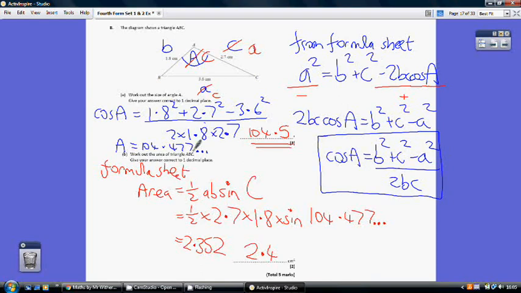So just substituting into the formula half AB sin C, I'm going to have half times A, which is 2.7, times B, which is still 1.8, times sin 104.477 dot dot dot. So use the more accurate working up here, don't use your rounded one. Popping that all into your calculator, I get 2.352, which is to 1 decimal place 2.4 centimeters squared.